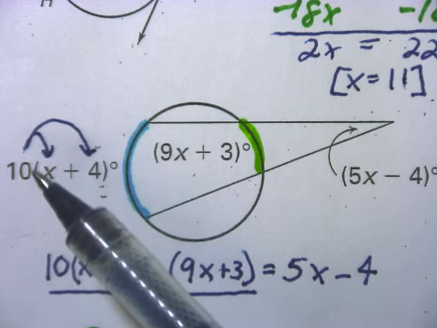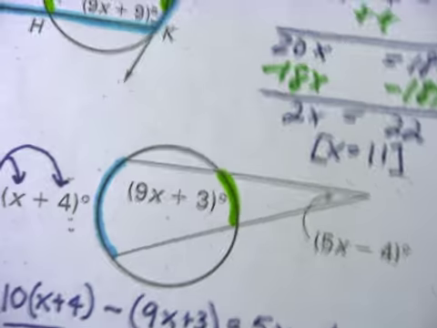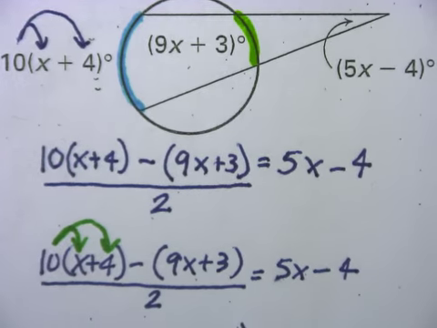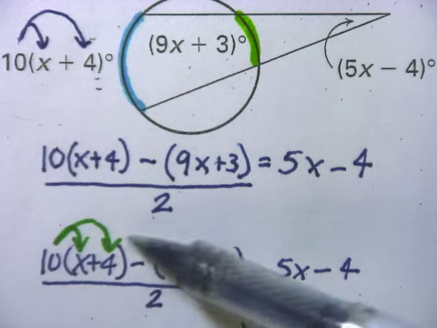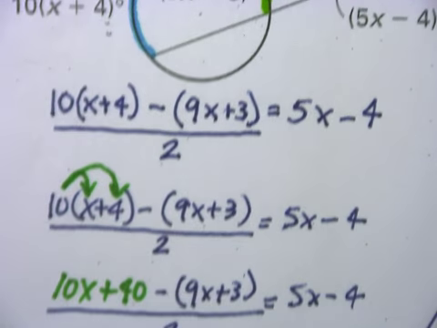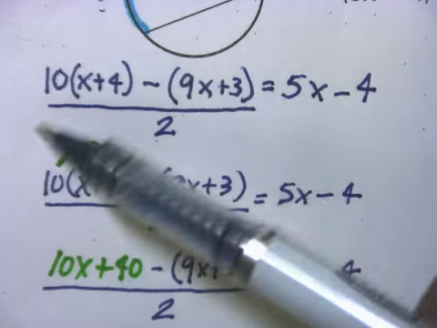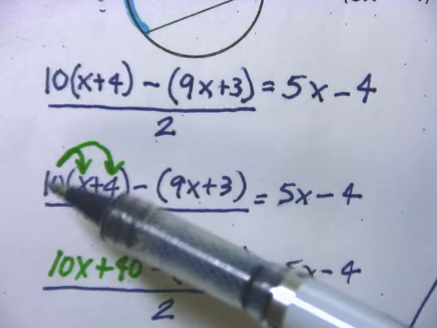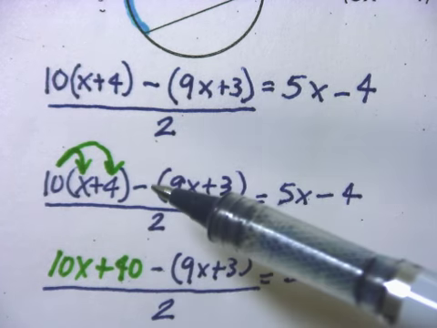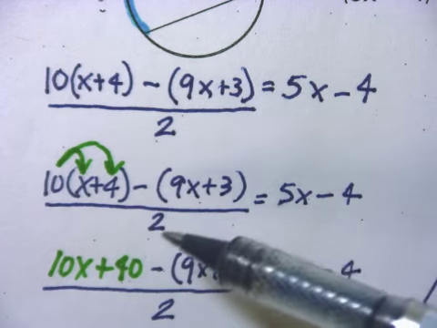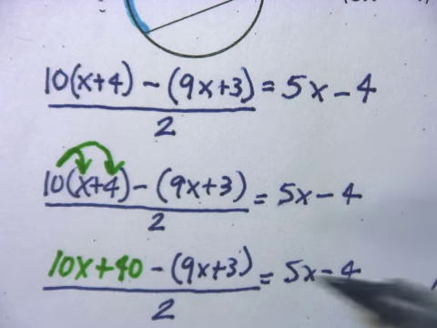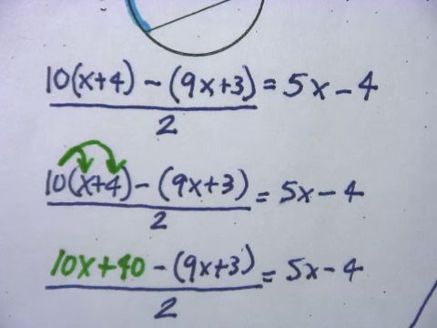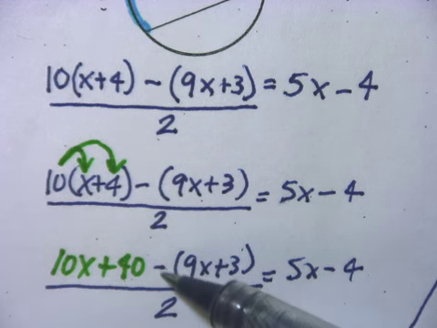Well, remember we said we have to distribute this 10, right? So I'm going to have 10 times x and 10 times 4. And what that's going to give me is an equation that looks like this. Well, I have my arrows, I'm going to distribute, and that's going to give me this. 10 times x is 10x. 10 times 4 is 40. And it's minus this other arc divided by 2 is equal to 5x minus 4. And I have it all set up here.